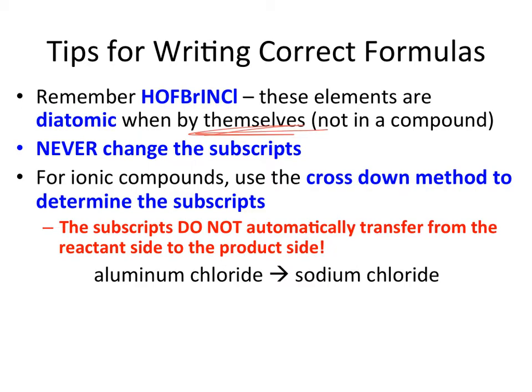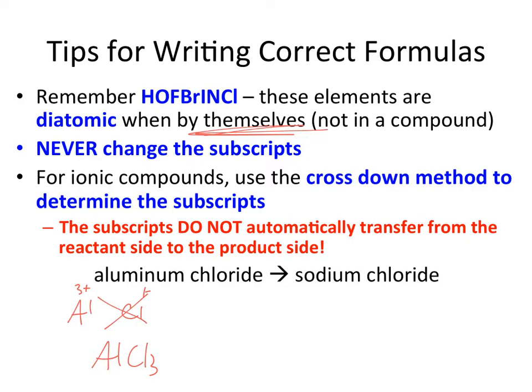When you're looking at ionic compounds, always use this cross method to determine the subscripts, okay? The subscripts don't transfer automatically from one side to the other. In this case, aluminum chloride, you would have Al and Cl. This is going to be 3 plus, this is going to be 1 minus, cross, and you get AlCl3. First things first, notice how it's not diatomic, it's not Cl2. Cl is part of HOFBrINCl here, but Cl is not by itself, it's bonded with Al, so it's determined by the oxidation state of Al.